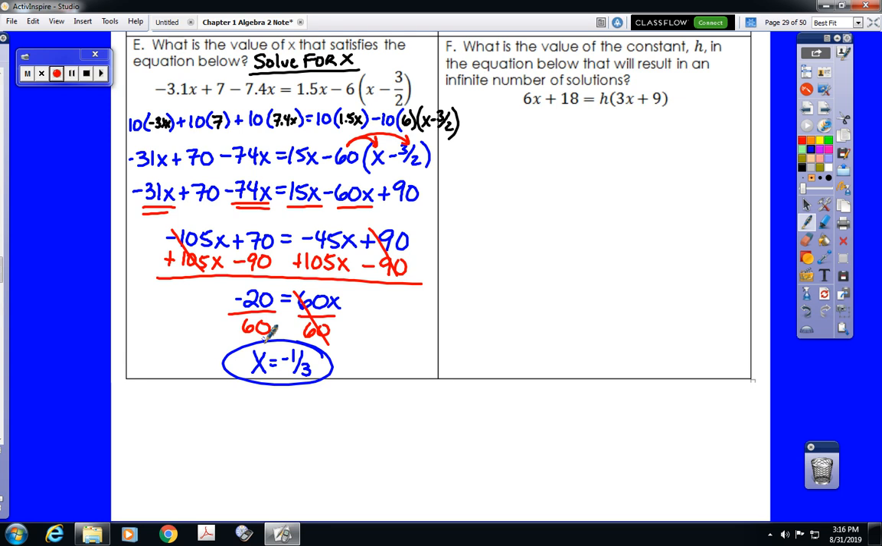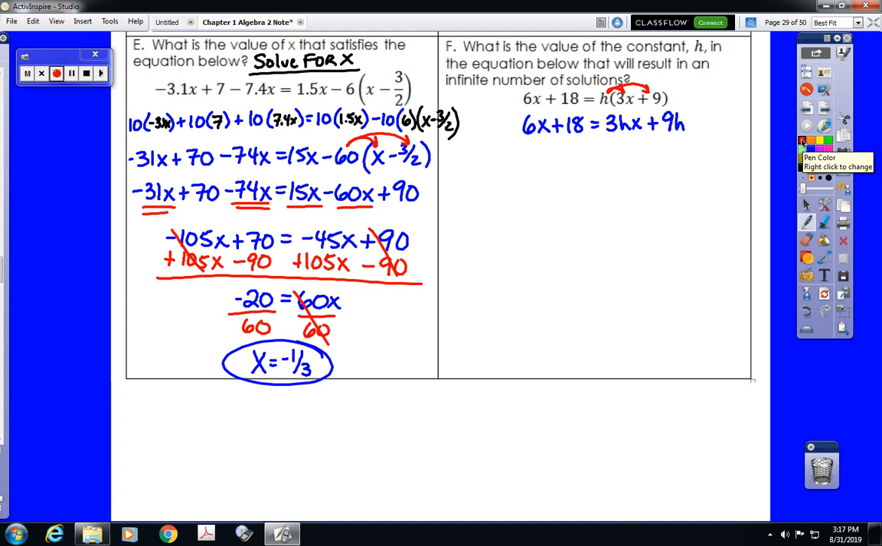Letter F is a question that they love on the SAT and the ACT. It says, what is the value of the constant h in the equation below that will result in an infinite number of solutions? So remember that the way that we get infinite solutions is the variable drops out, and we have what's left. So we would distribute that h, and we have 6x plus 18 equals 3hx plus 9h.